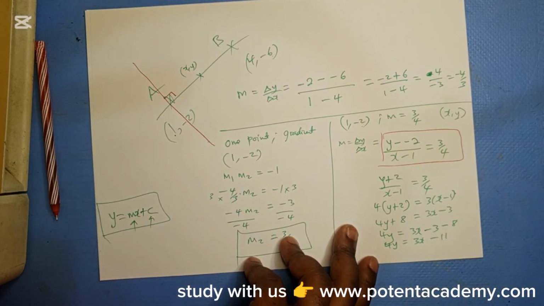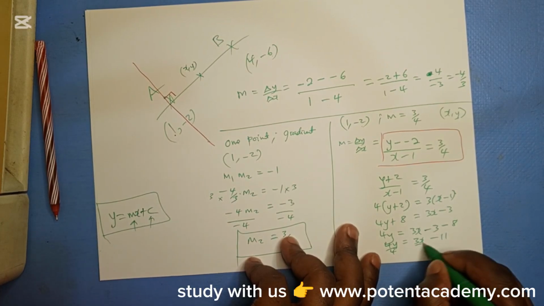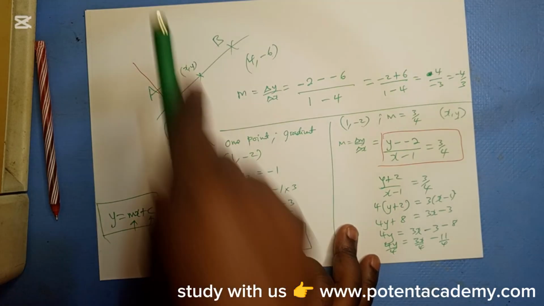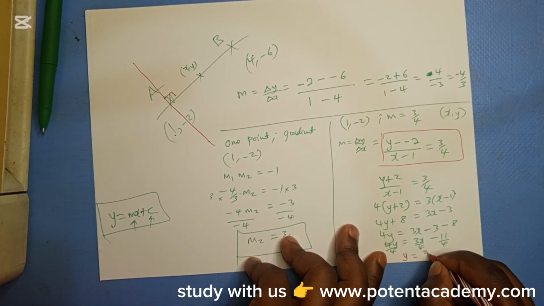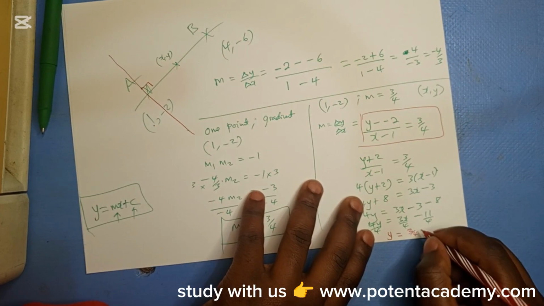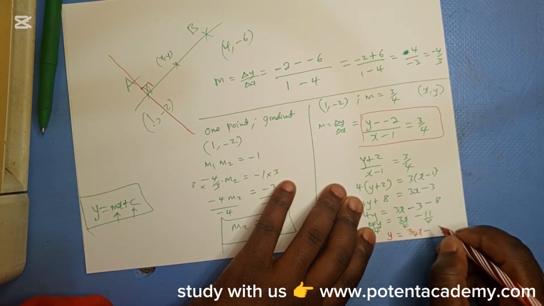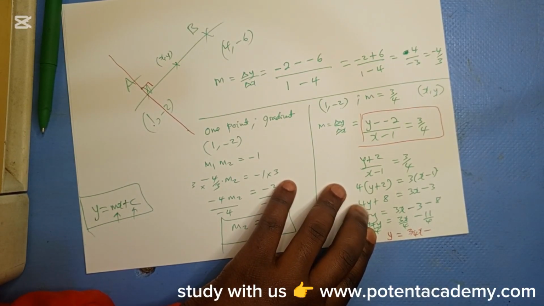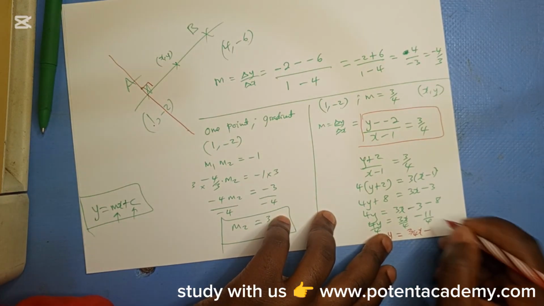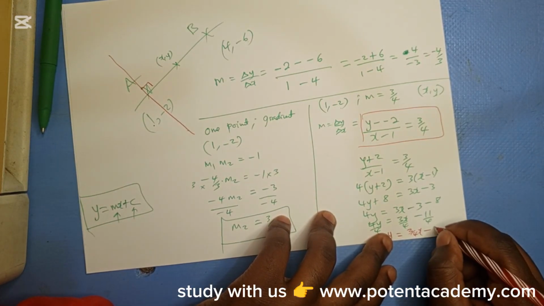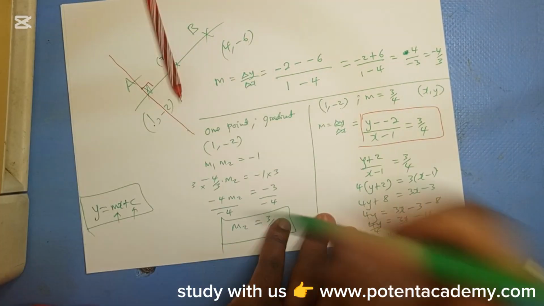You divide by 4 all sides. So you have y divided by 4, divided by 4, divided by 4. So your final answer is y is equals to 3 over 4 x minus 11 over 4, or you can write it as a mixed number, which should be 2 and 3 over 4. So this is your final answer.